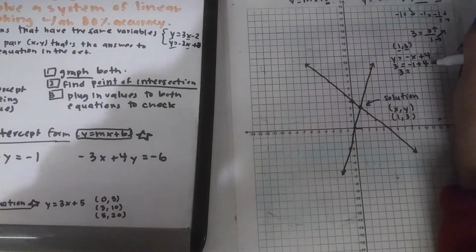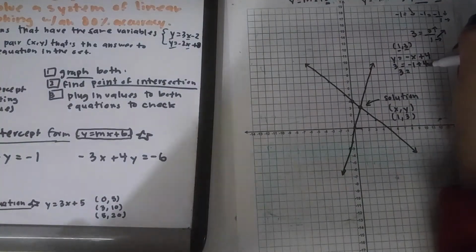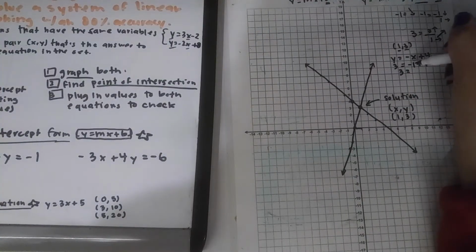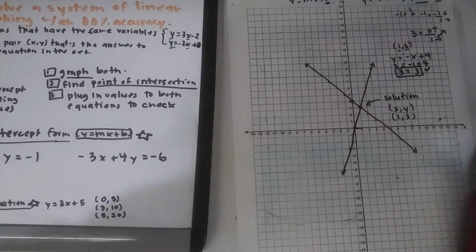Remember, we have different signs in that addition, so I have to subtract absolute values. So 4 minus 1 is 3, and because I have more positives, it's going to stay positive. So is it true that 3 equals 3? Yep. So that one got checked.